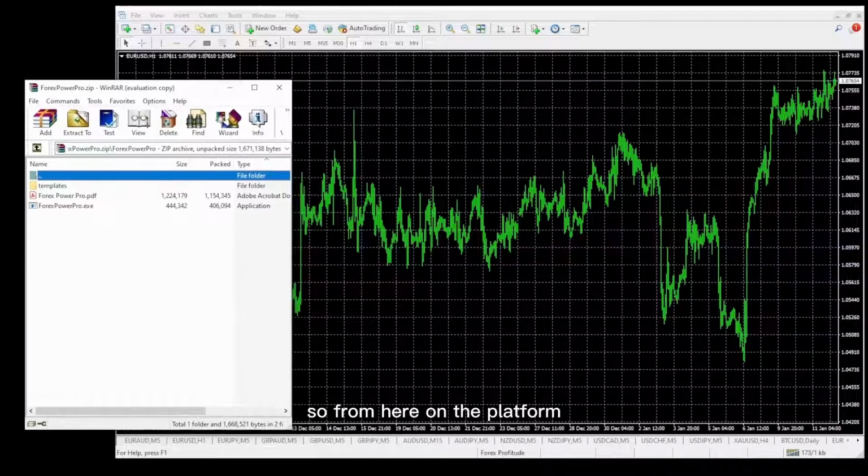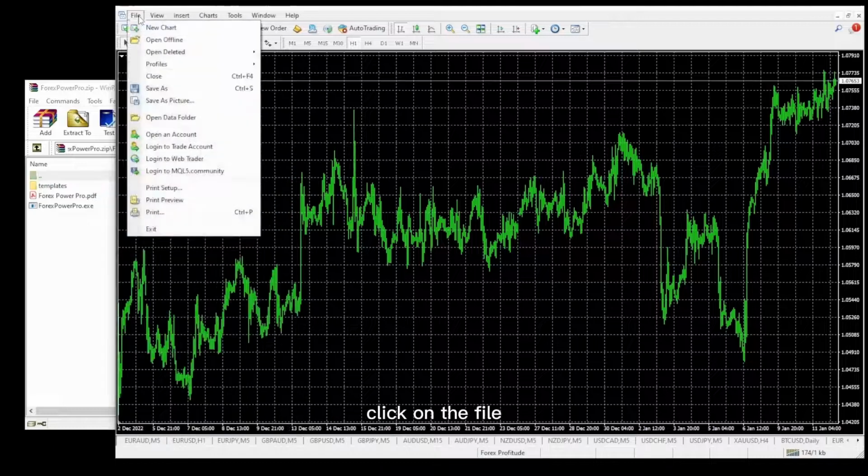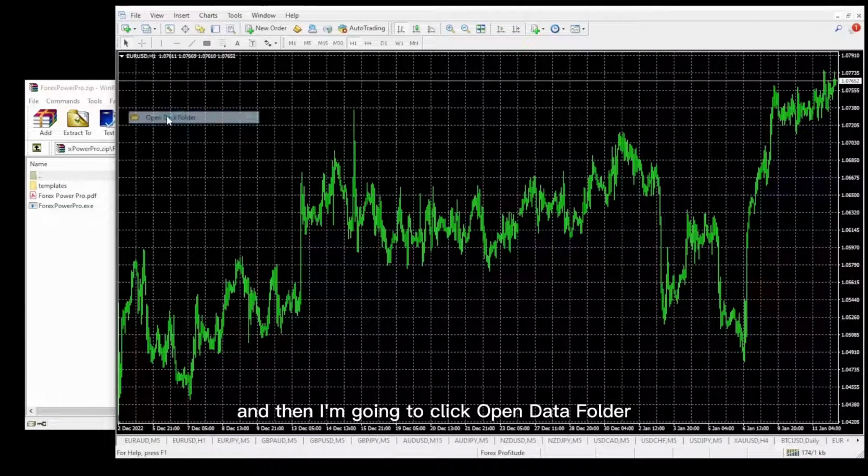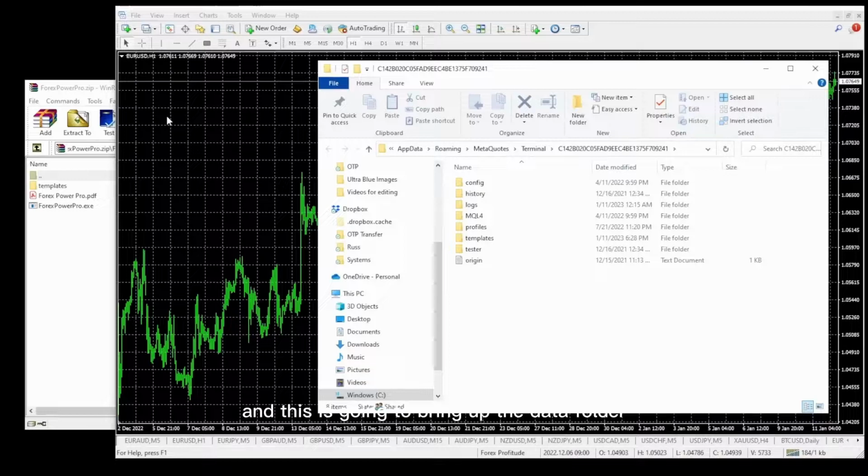So from here on the platform, I'm going to, in the upper left-hand corner, click on file, and then I'm going to click open data folder. And this is going to bring up the data folder that the MT4 keeps all of the indicators and templates and profiles and so on.